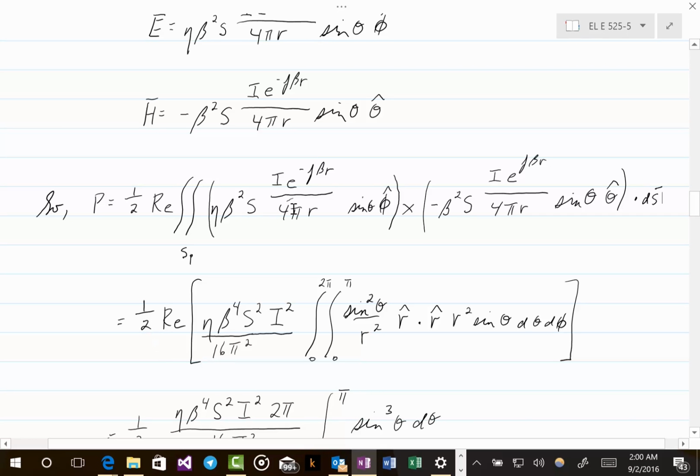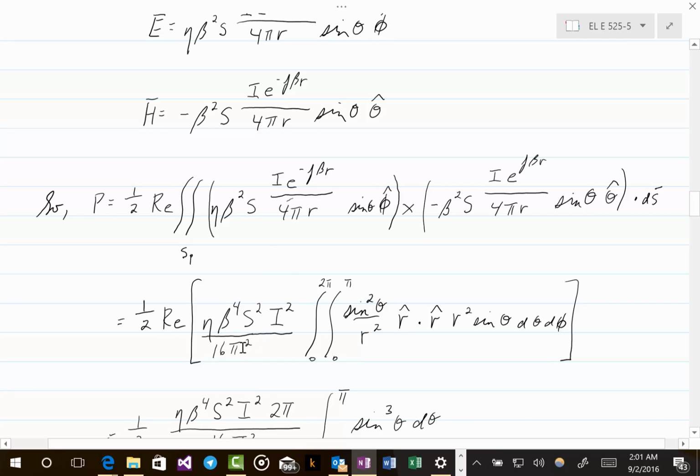Now, if we take out of this integral everything that's constant, well, eta is constant, beta squared is constant, S is constant, I, the 4 pi in the bottom here, this beta squared and S and I and 4 pi. So if we take all of that out, and we also use the fact that phi hat cross theta hat is minus r hat, and then we have a minus sign here, so the minus of minus r hat will just give us r hat. So this is where this r hat comes in.